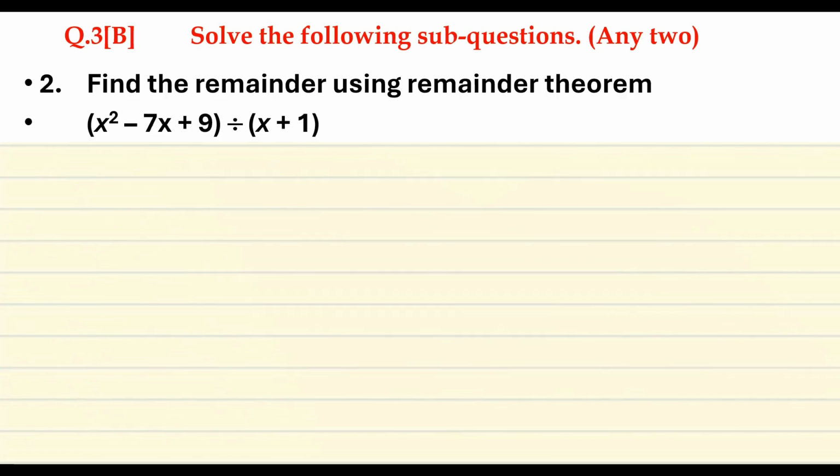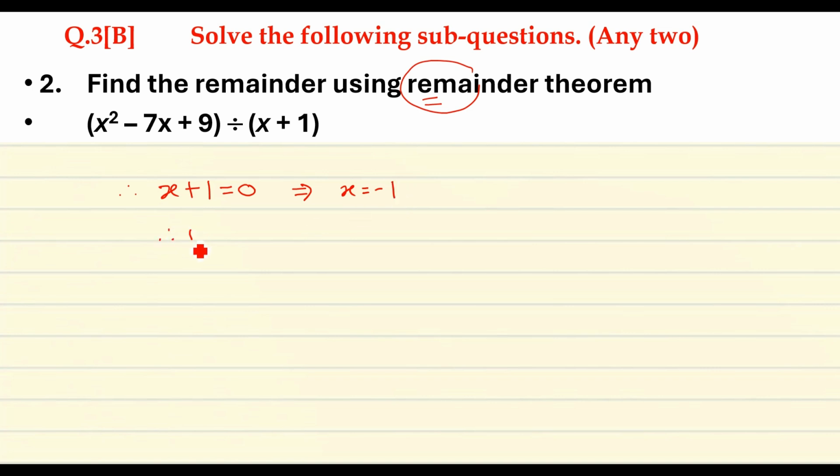Now the next question. In the previous sum we solved using the linear method. Now this is called the remainder method. So using the remainder method, find the remainder when the polynomial is divided by this. If we have to use the remainder method, then I will use x plus 1 is equal to 0, which implies x is equal to minus 1.